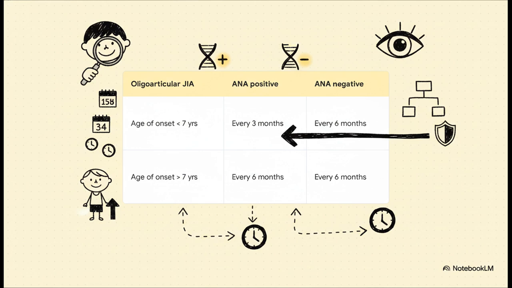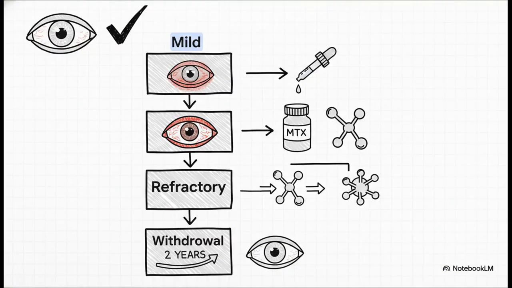For uveitis screening, the frequency is entirely risk-based, hinging on age of onset and ANA status. Your highest risk cohort, onset before age 7 and ANA positive, requires screening every 3 months. All other cohorts are screened every 6 months. It's a clear directive.